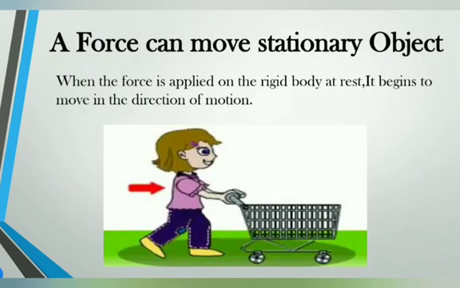First one, a force can move a stationary object. When a force is applied on a stationary object, that is, an object which is at rest, the stationary object begins to move in the direction of force.